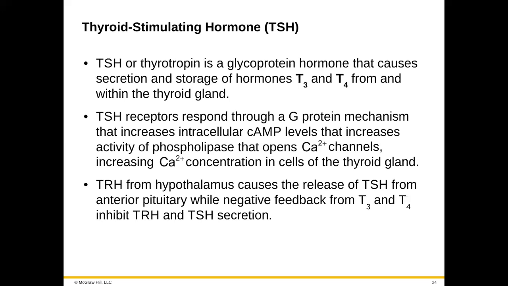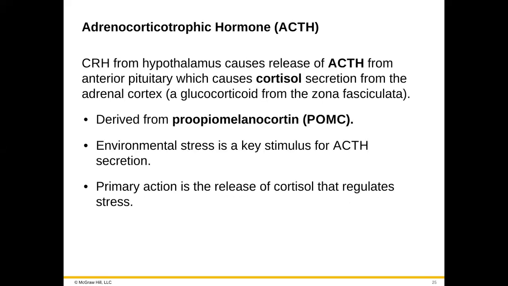So thyrotropin releasing hormone from the hypothalamus is going to cause the release of thyroid stimulating hormone from the anterior pituitary. And the negative feedback system is going to work via T3 and T4 and their existence in the circulatory system. An excess of T3 and T4 is going to inhibit the thyrotropin releasing hormone, which then in turn will inhibit the thyroid stimulating hormone.